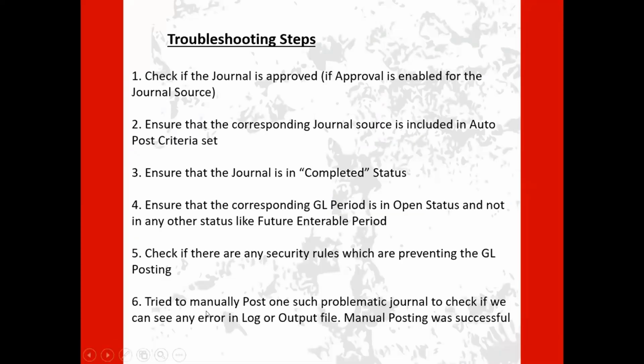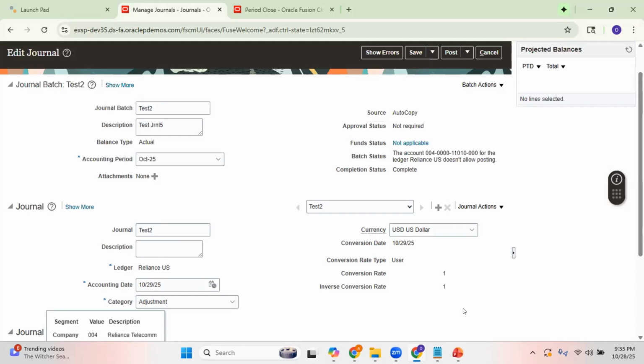And the last one is to try to manually post one such problematic journal to check if you can see any error in the log or output file. So in my current case, for some reason, the Autopost program was erroring out. So what we did is we got into this particular error, enabled the code combination, and after that we again ran the Autopost program, but the Autopost program did not pick up this particular journal entry. We manually tried to post the journal entry, and the posting was successful.